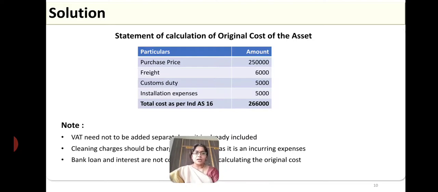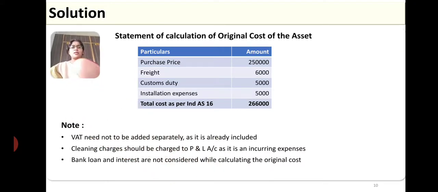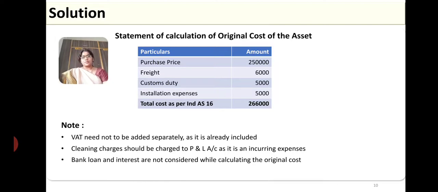Then the freight charge, of course, you are spending in connection with bringing the asset. Then the customs duty you are paying, it is a one-time expenditure. Then the installation expenses, of course, part of the cost. If I sum up all this, you can see the total cost, or the original cost, or initial cost of the asset is 2,66,000.